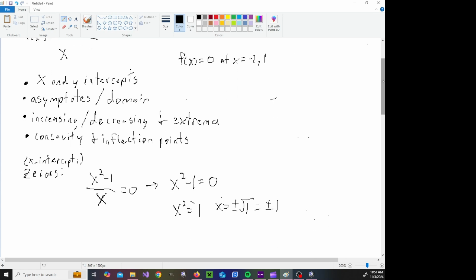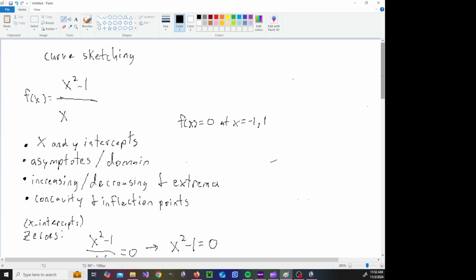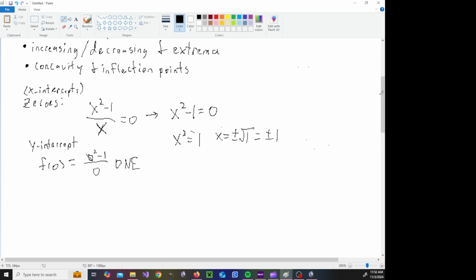Well, now to talk about y-intercepts, I would say what do I get when I plug in 0? Or sorry, y-intercept, right? There's only one. So f of 0, well, hey, 0 squared minus 1 over 0 does not exist. So this leads directly into our conversation about domain. What is the domain of this function, x squared minus 1 over x? Is there anything I'm not allowed to plug in? Well, yeah, 0 is not in the domain.